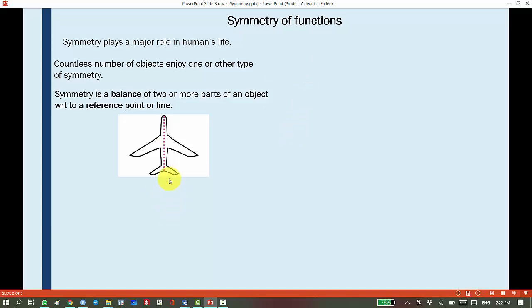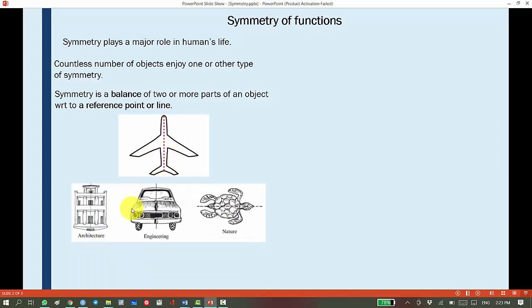Take the example of an airplane. An airplane is a symmetric object as the two parts, the left and the right part of the airplane, are symmetric with respect to this line in the middle. Likewise, we have three other objects down here which are enjoying one or other type of symmetry. In fact, the very existence of these objects is tied to their symmetry.